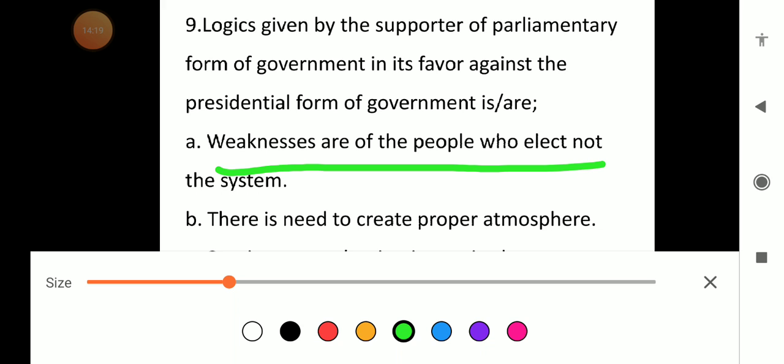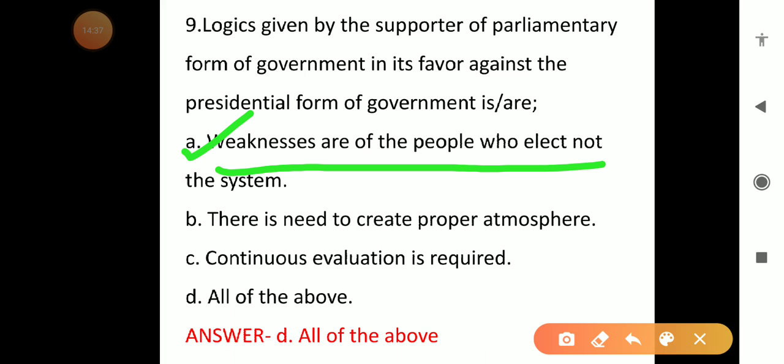It means the parliamentary form of government is not weak, but the people who elect here, who are in the system, they are weak. So this is the logic given by one. First logic applies to it. It is right. Second logic, there is need to create proper atmosphere.